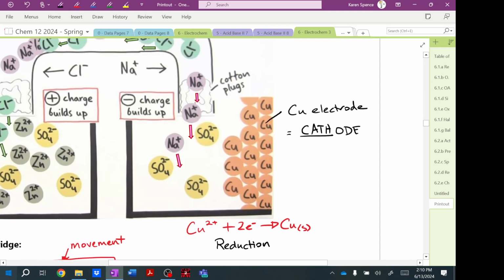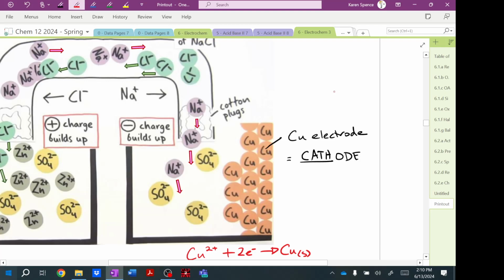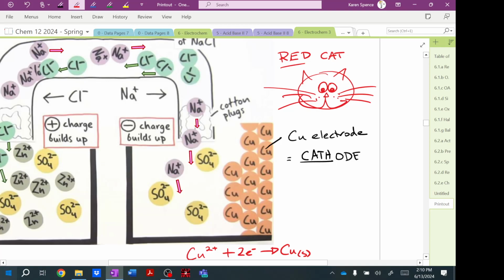Okay. Fat cat. Also, red cat. What takes place at the cathode? Reduction takes place at the cathode. So you can also add red cat to your vocabulary if you want. All right, so we got our red cat there. And so the copper electrode is the cathode.